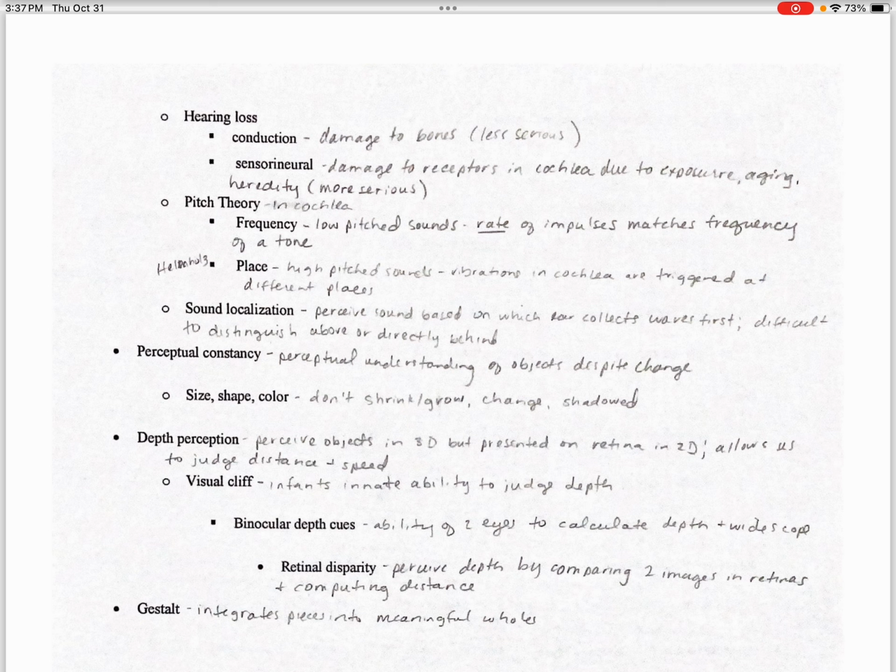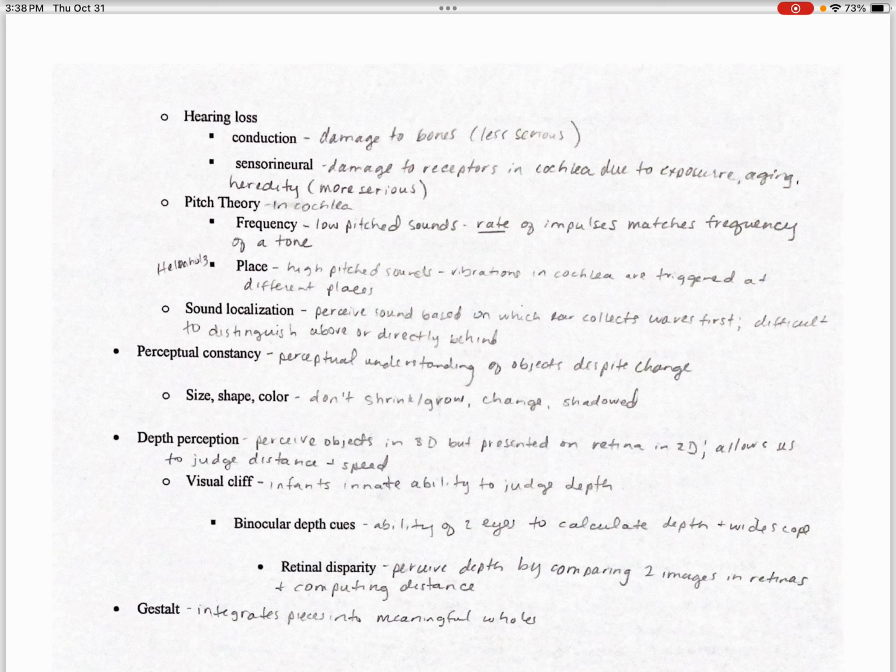Sound localization. This is when we perceive sound based on which ear collects the waves first. However, it's very difficult to distinguish above or directly behind us because the sound isn't hitting one ear or the other sooner, so it's really hard to tell where exactly it is. My helpers did a good job, because typically when I clicked above their head, they couldn't distinguish that it was above their head. They usually said it was behind them.